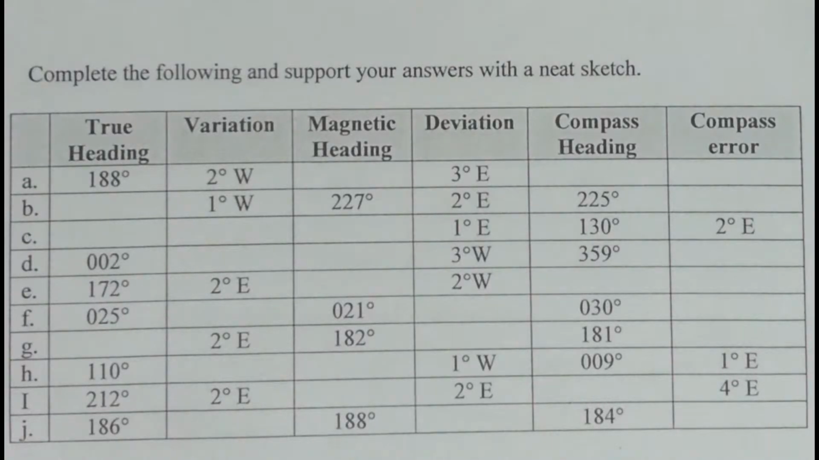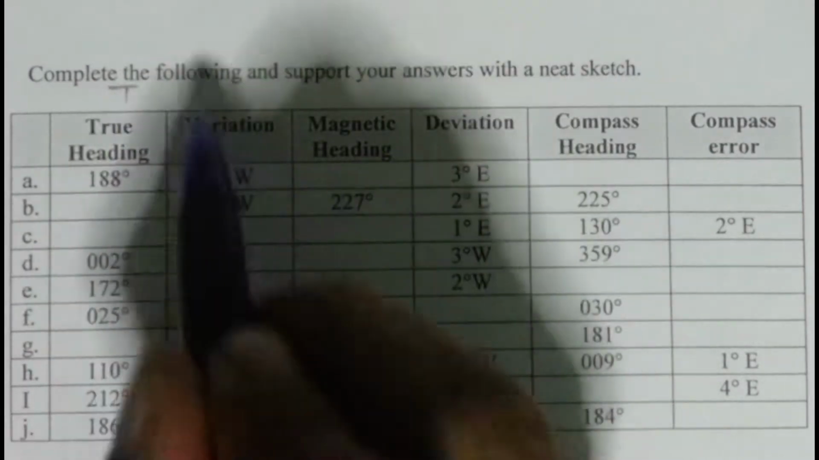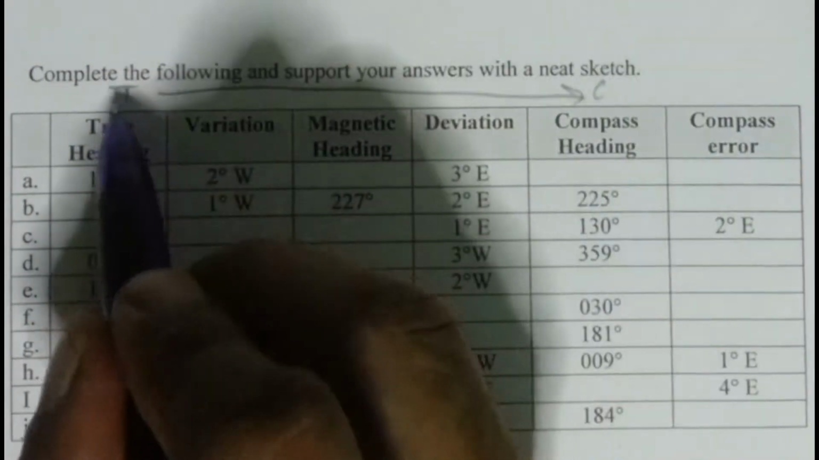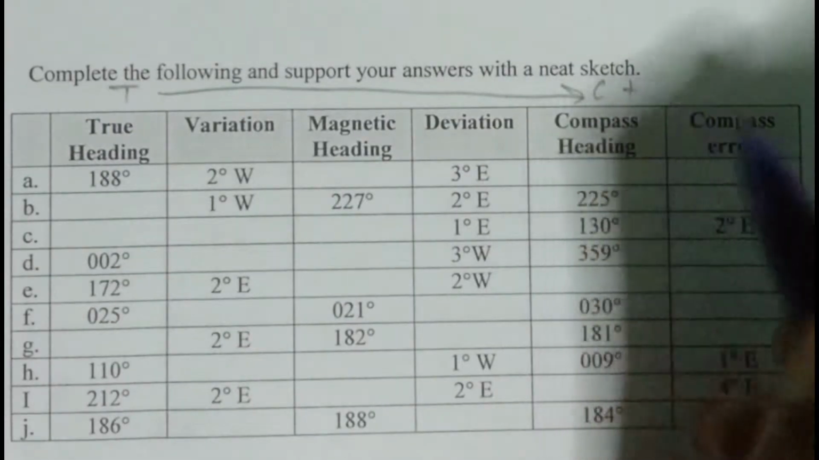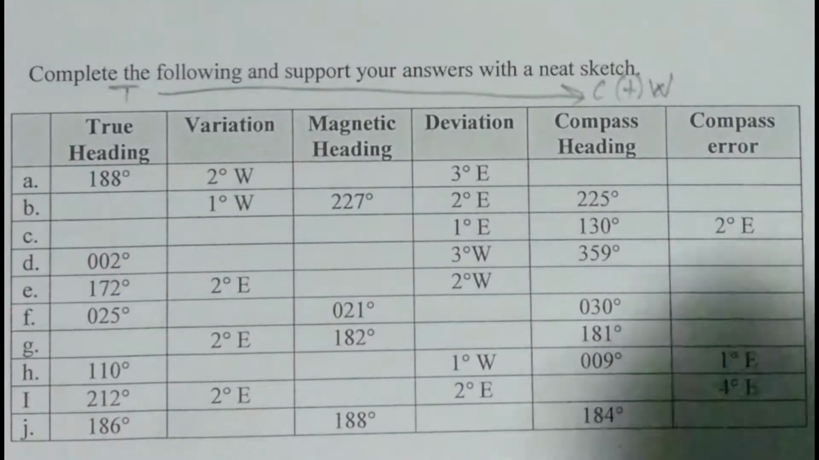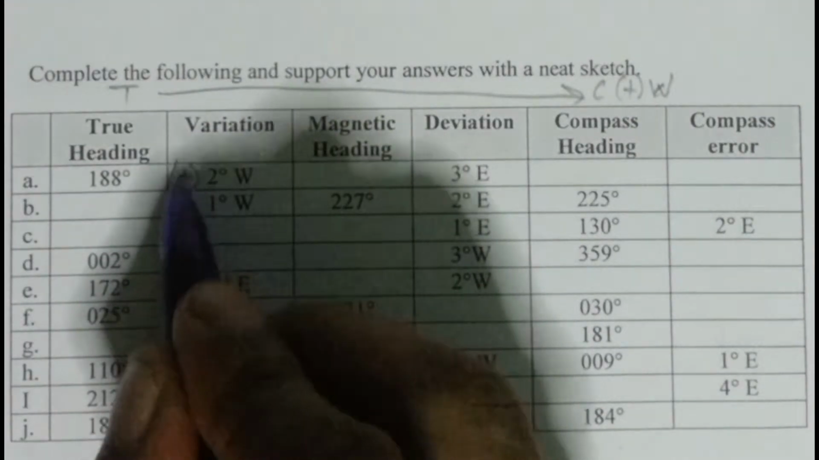Okay, this is tutorial 5. Let's start by doing one principle you need to know that I follow very well. From T to C, from true to compass, I will add plus whenever I see a west. So I will add a plus sign there.